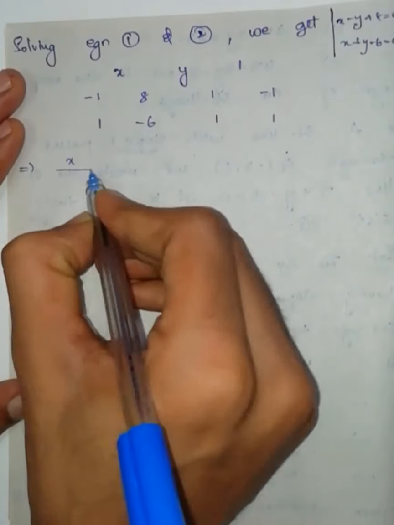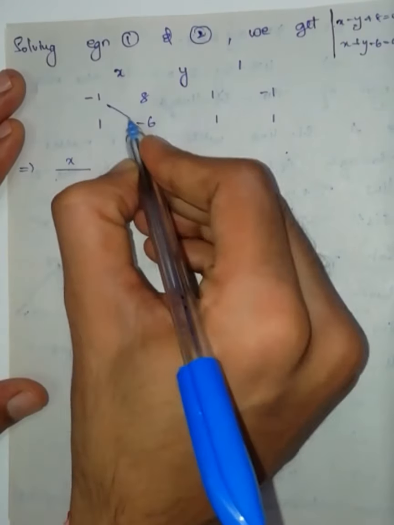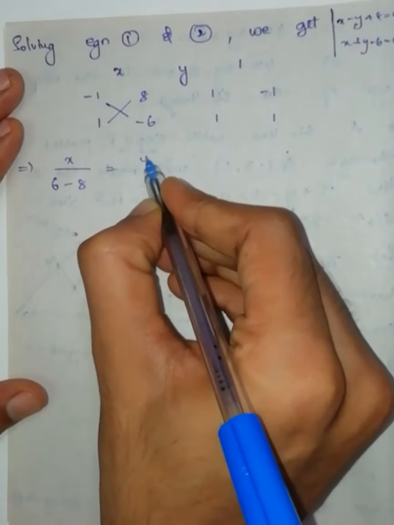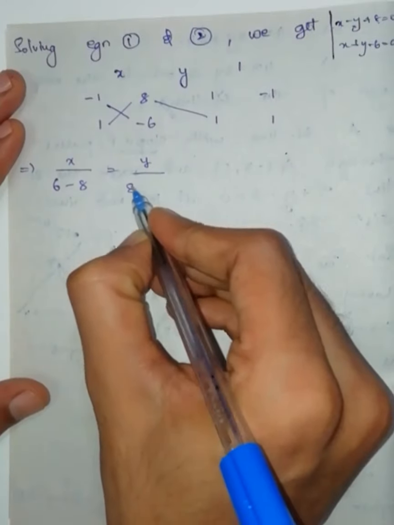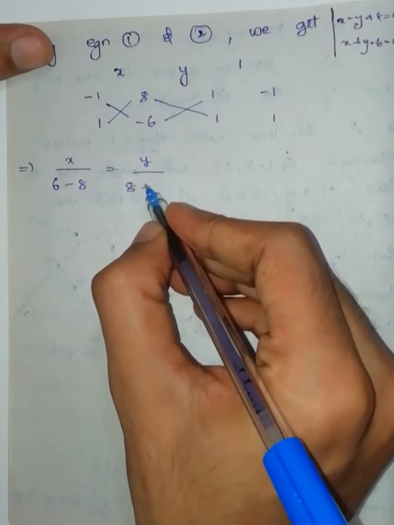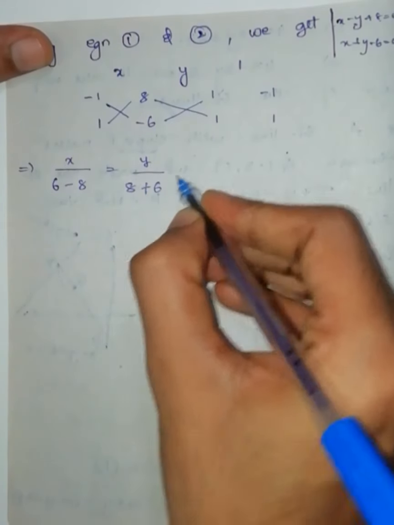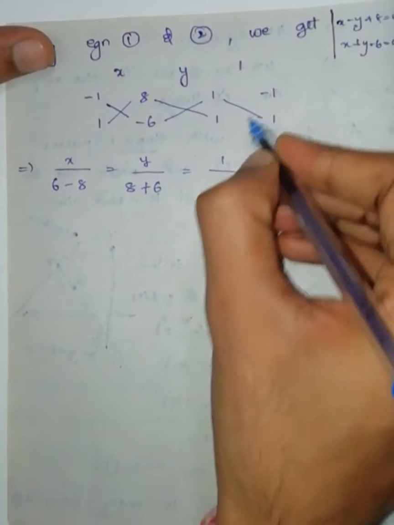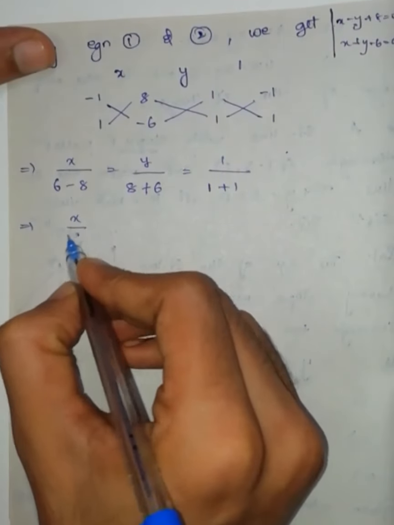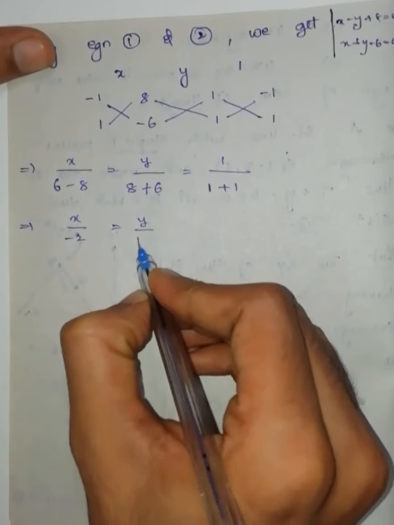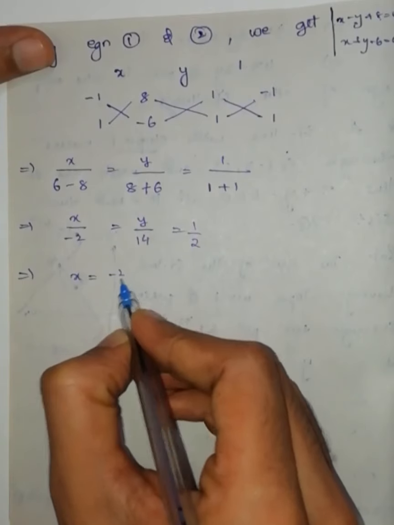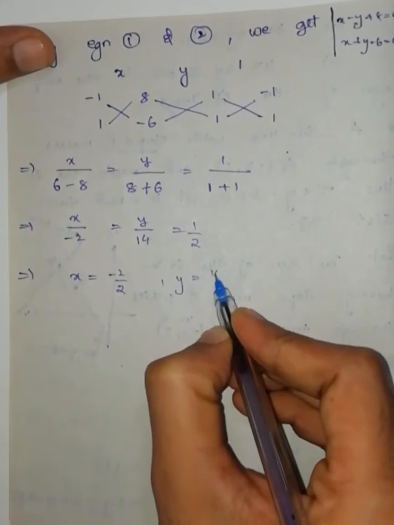This implies x by cross multiply: 6 minus multiply this to 8. y by multiply this to 8 minus multiply this 2. That is you will get minus 6. Minus 6 means plus 6, which is equal to 1 by 1 plus 1. This implies x by minus 2, y by 14, 1 by 2. This implies x is equal to minus 2 by 2, y is equal to 14 by 2.